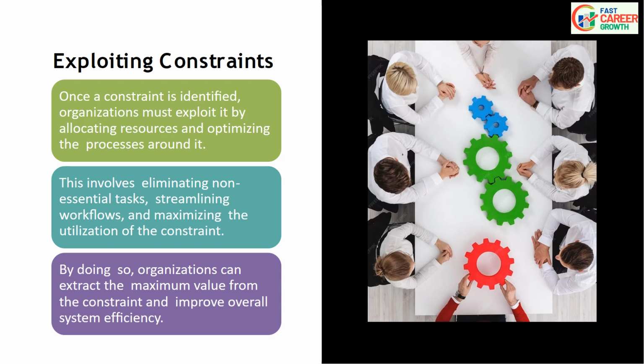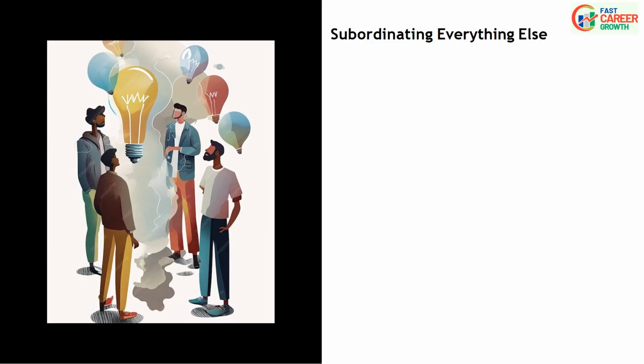Throughput accounting is an alternative accounting methodology that focuses on increasing profit. Core measures: throughput, investment, operating expense, net profit, return on investment, productivity, investment turns. Next is subordinating everything else.